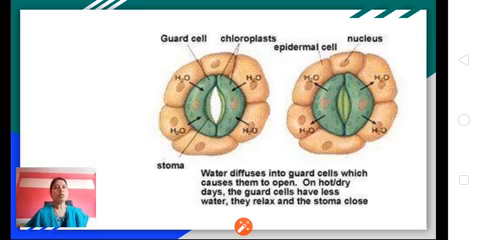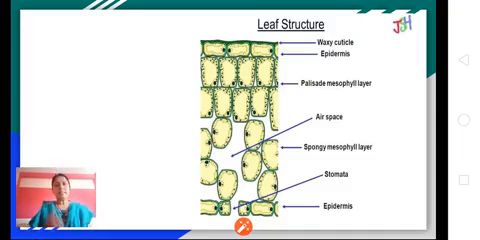The pores are open only when water enters into the guard cells through the process of endosmosis. So the guard cells will swell and create a pore, creating a stomata. And when they lose water, they will come close to each other and the stomata will close. You can see here the cross section of a leaf.